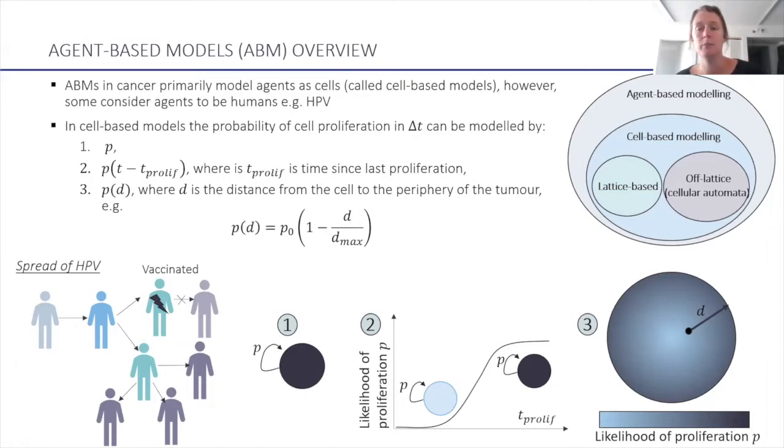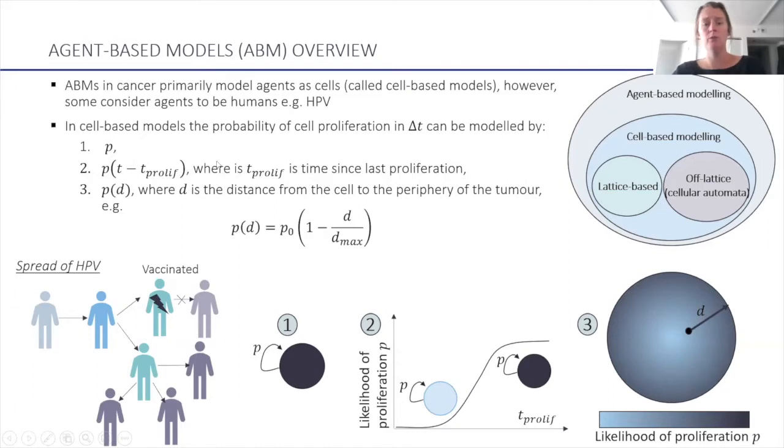in these models, we think about the agents as cells, and they're usually called cell-based models. So I like to think of it as a subset of agent-based modeling because it's quite a broad field. And within cell-based models, we have 2 types of models that we'll talk about today, and that's lattice-based and off-lattice-based. Lattice-based is cellular automata, off-lattice aren't cellular automata, but that'll become clear in the next few slides.